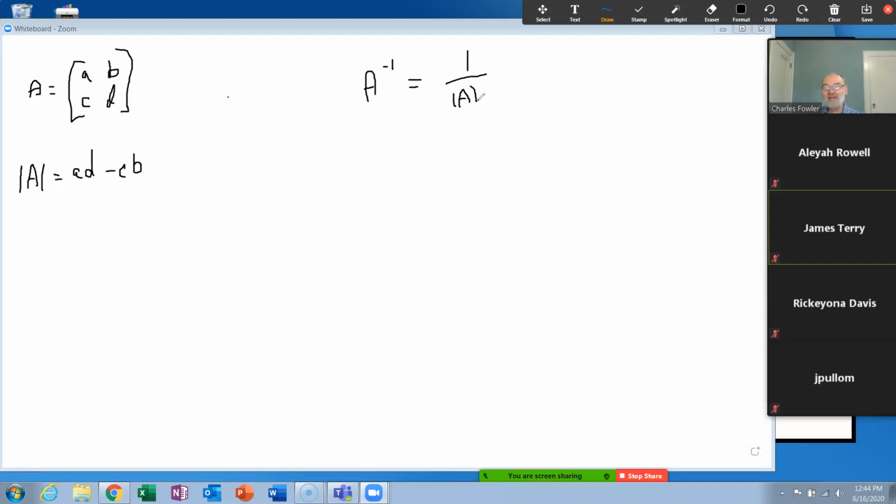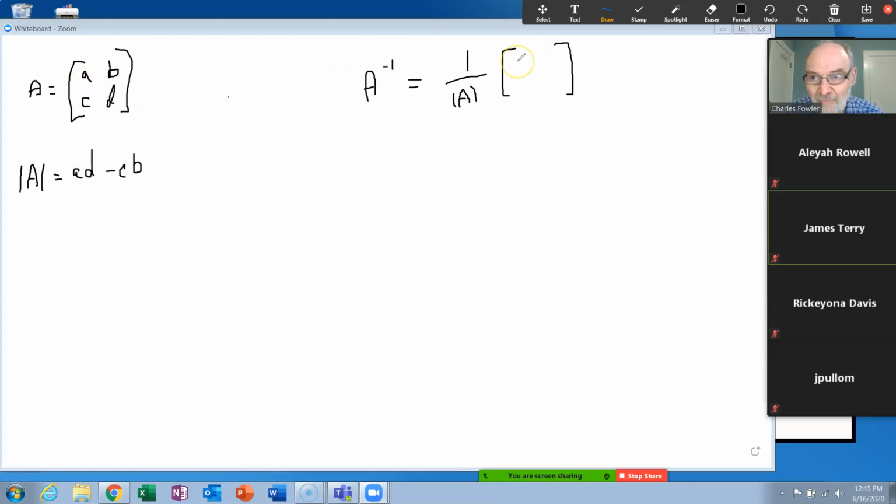But if it's not 0, any other number in the world, 4,830 pi, anything that's not 0, it has an inverse. So the first thing you write down is 1 over the determinant. Now, the next thing you write down, and this is sort of bizarre, but it's true. It works for 2x2s. It doesn't work for anybody else.